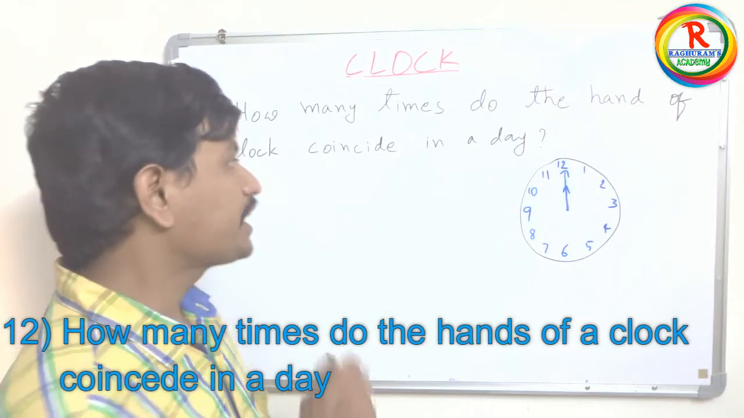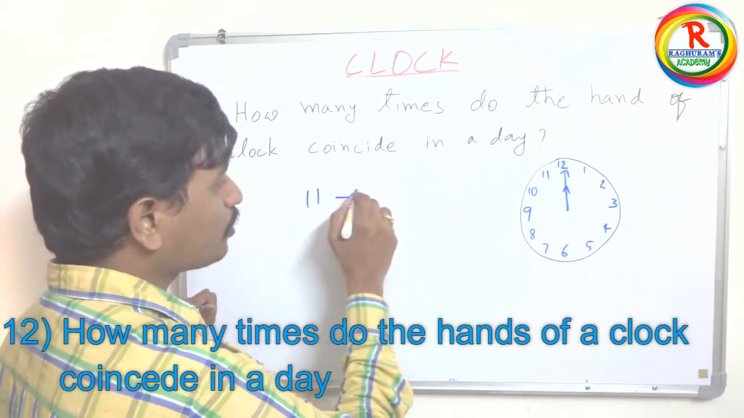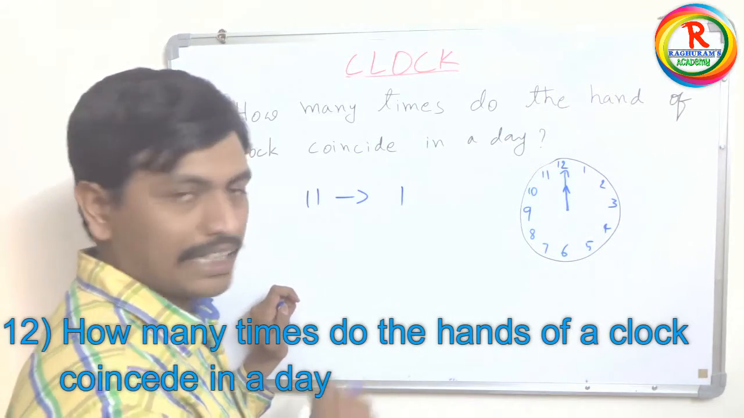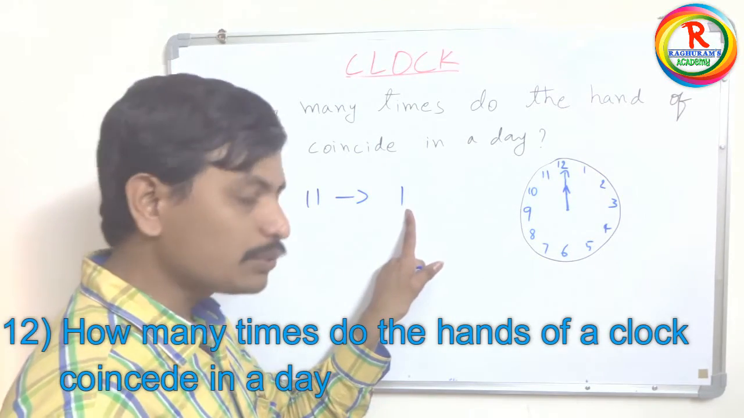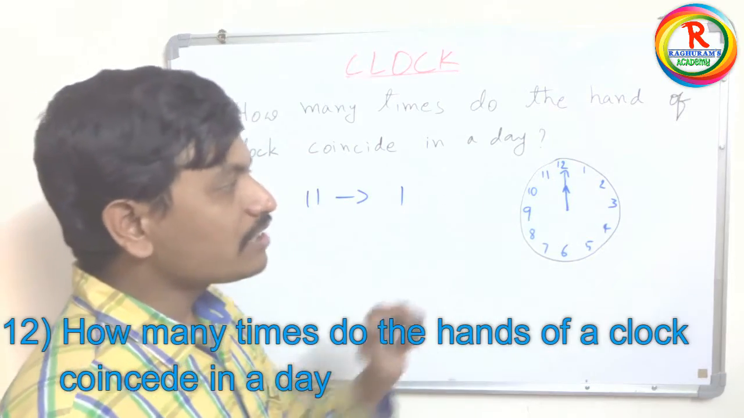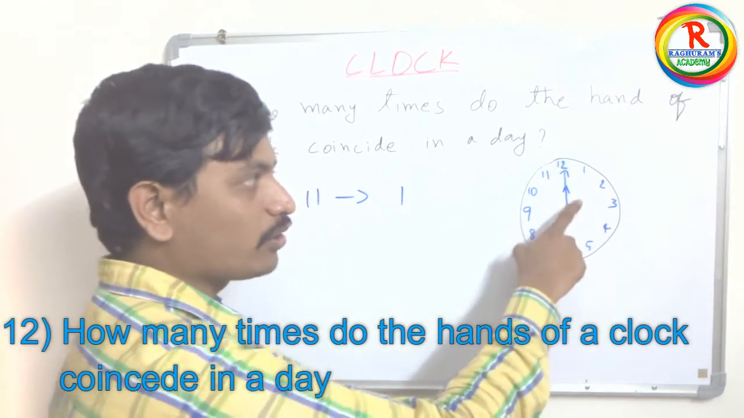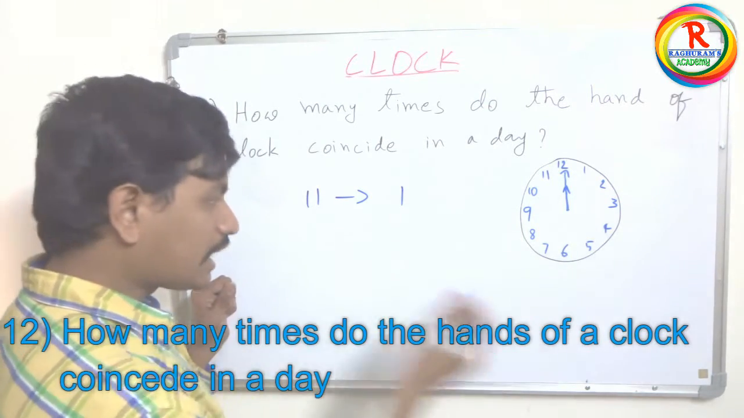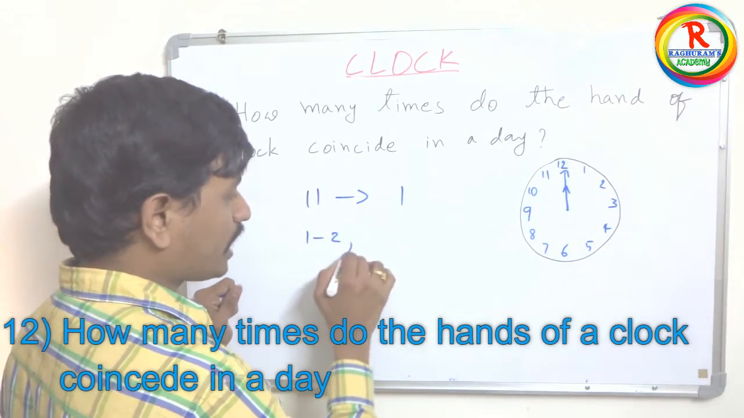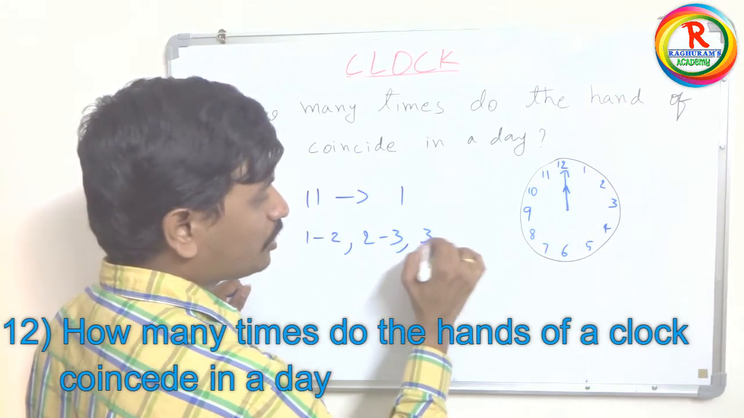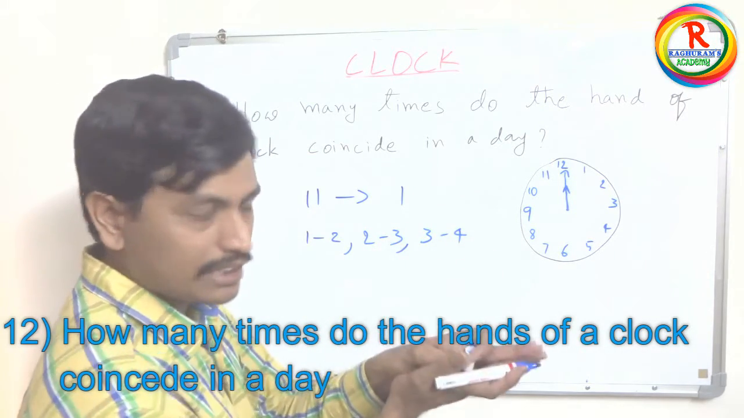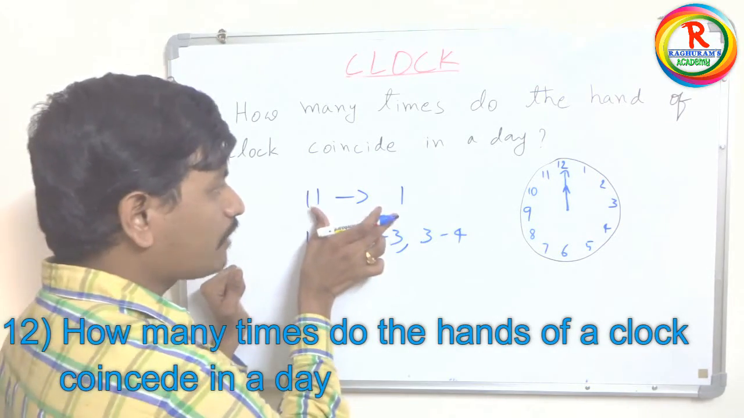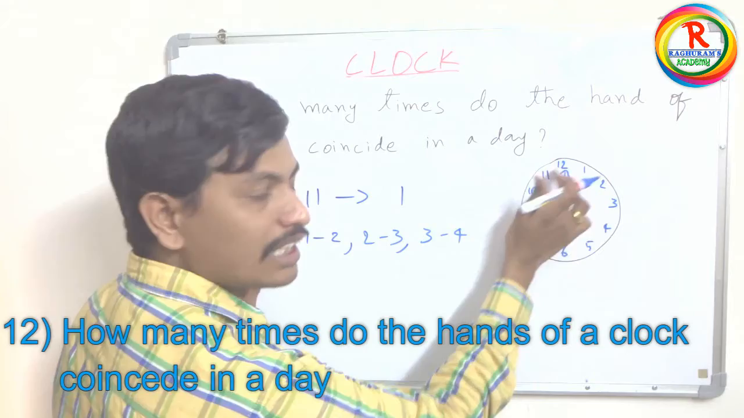So same thing, but here in this case from 11 o'clock to 1 o'clock, it may be in afternoon or midnight. So 11 o'clock to 1 o'clock, the hands of a clock will coincide only at 12 o'clock. In 2 hours time, only one time. So if we take other examples, 1 to 2 one time, 2 to 3 one time, 3 to 4 one time, the hands of a clock will coincide only one time. But in case of 11 to 1, it coincides only at 12 o'clock.